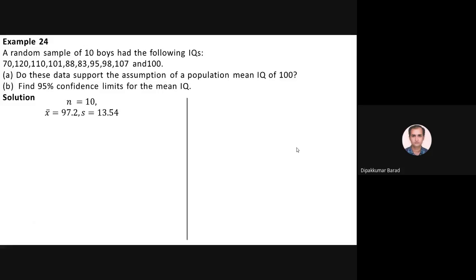You already have the formula, s equals under root of the summation of x minus x bar, the whole square, upon n. So s, which we get here, is 13.54. So these things, x bar and s, we have to calculate from the data. Now, does the data support the assumption of the population's mean IQ of 100?